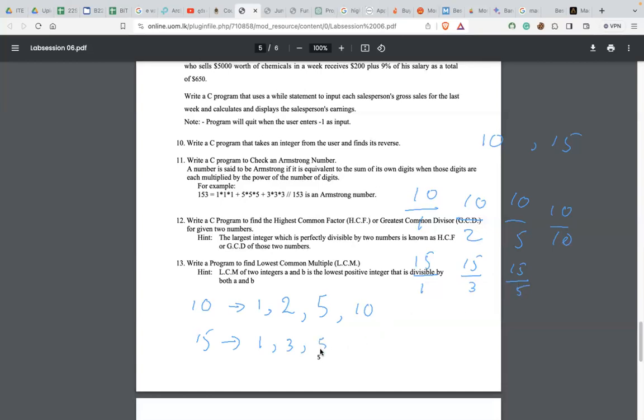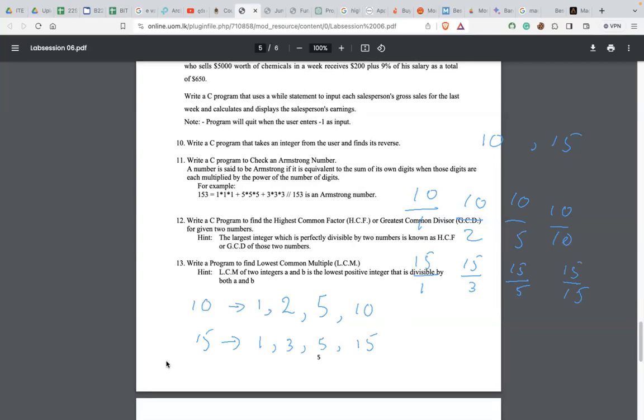Okay, then we can put the 5. And the 6, 15 cannot be divided by 6. 7, 8, 9, 10, 11, 12, 13, 14 no. The last one is 15. 15 can be divided by 15. The last value is 15.